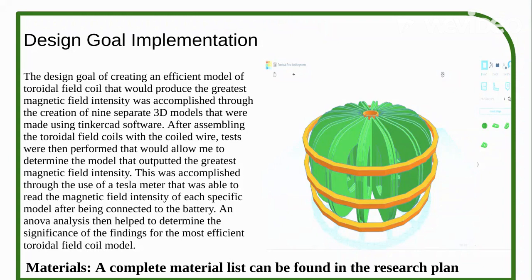To implement the design goal of the project, which was creating an efficient model of toroidal field coil which would produce the greatest magnetic field intensity, this was accomplished through the creation of 9 separate 3D models that were made using Tinkercad software. After assembling the toroidal field coils with the coiled wire, tests were then performed that would allow me to determine the model that outputted the greatest magnetic field intensity. This was accomplished by using a Tesla meter, which would be able to read the magnetic field intensity. A complete materials list can be found in the research plan.